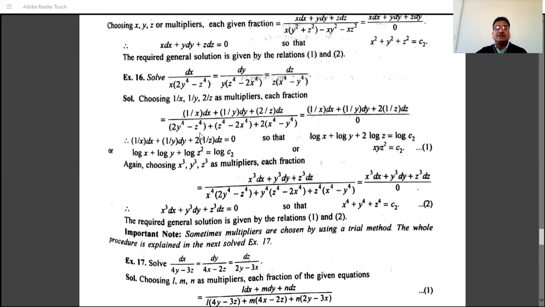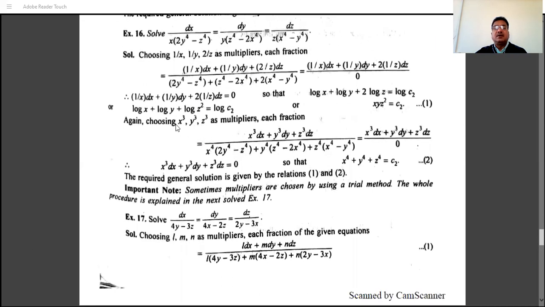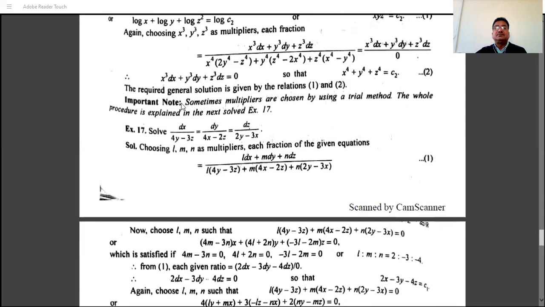Then problem number 16, multipliers are 1 by x, 1 by y, 2 by z. So there is a change: in the place of 1 by z, it is 2 by z. And then multipliers are x cube, y cube, z cube. This is the other set of multipliers. So we have this solution, x raised to 4 plus y raised to 4 plus z raised to 4 is equal to c2.